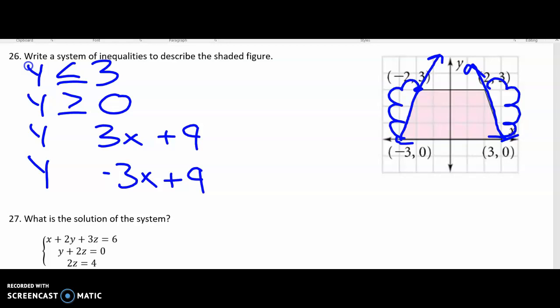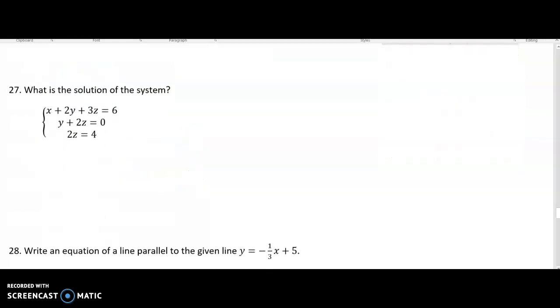Looking at the line on the left, my shading is below, so therefore less than or equal to. Looking at the line on the right, my shading is below, so therefore less than or equal to. Okay, so there's that problem there. I know that was tough, but fight through it, okay? That's about all I can say on that.